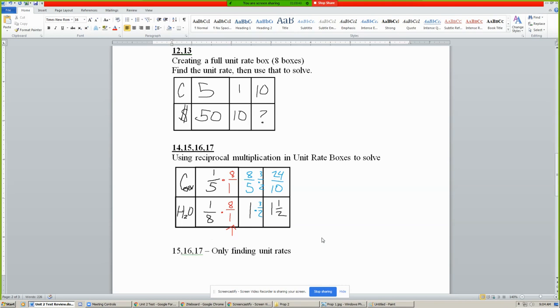Okay. 14, you're finding a unit rate, then using it to solve a problem. So you're going to have 8 boxes probably. These ones will only be 6 boxes probably.